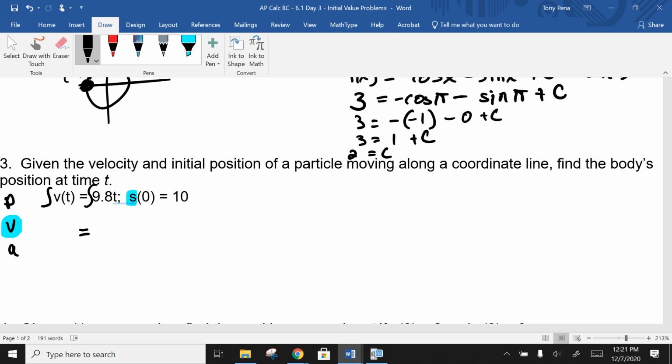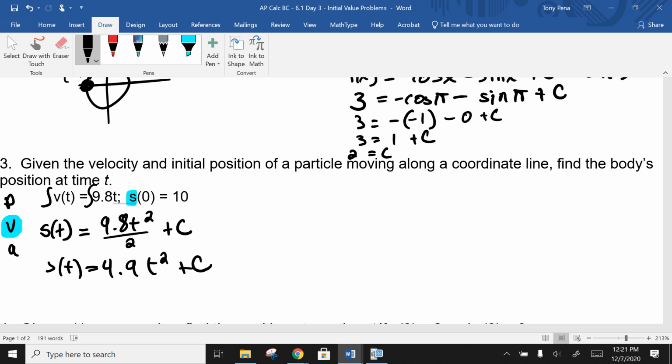So when we do the antiderivative of v of t, the way that that was written means our position function is going to be called s of t. We do the power rule over here. So we do the t squared, divide by the 2, add your constant. So simplified, that's 4.9 t squared plus the c.